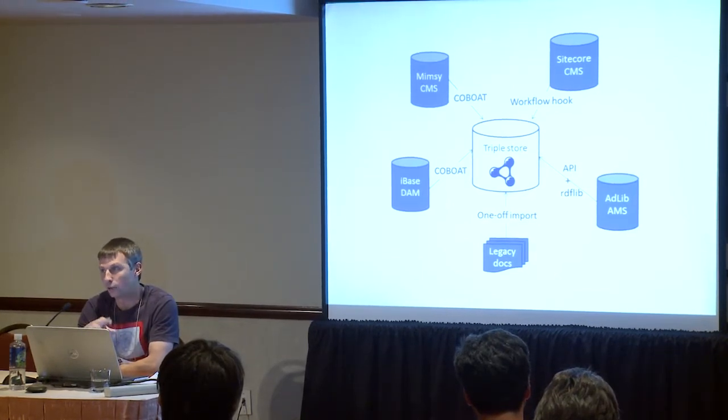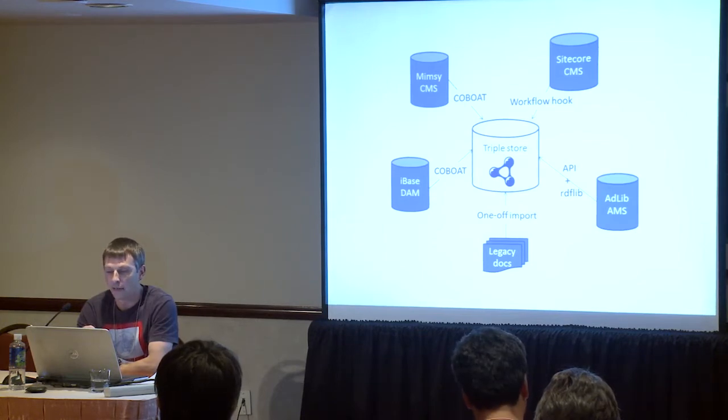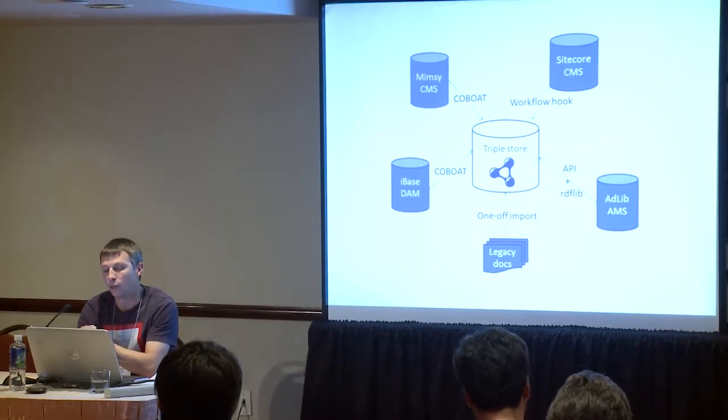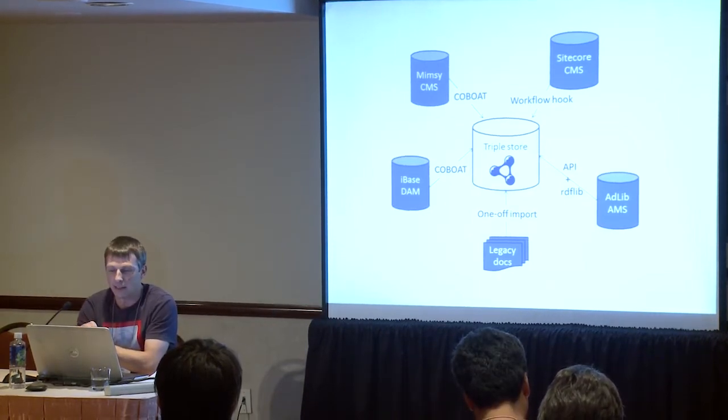So we would have scheduled tasks that will run and pull out information for that. For AdLib, which is the archive management system, they kindly provide an API which allows us to do RESTful queries. So we wrote some Python scripts that query the API and use RDFLib to generate triple representations. And then the other two are in progress.